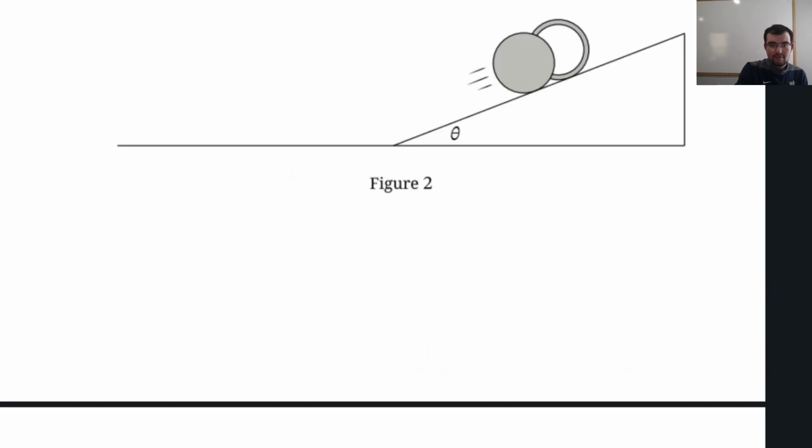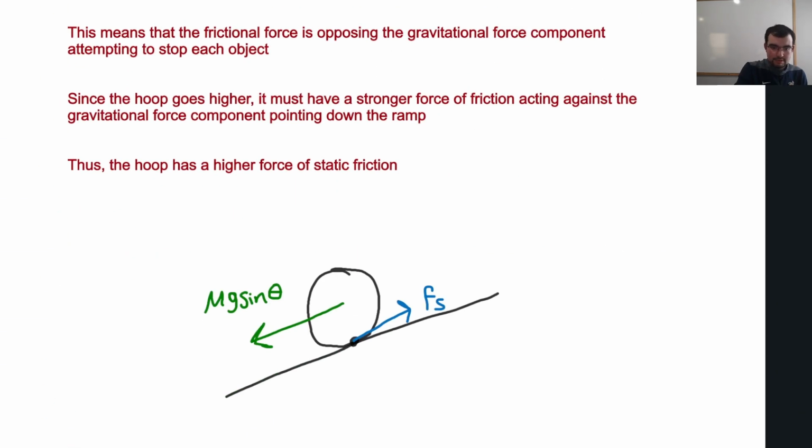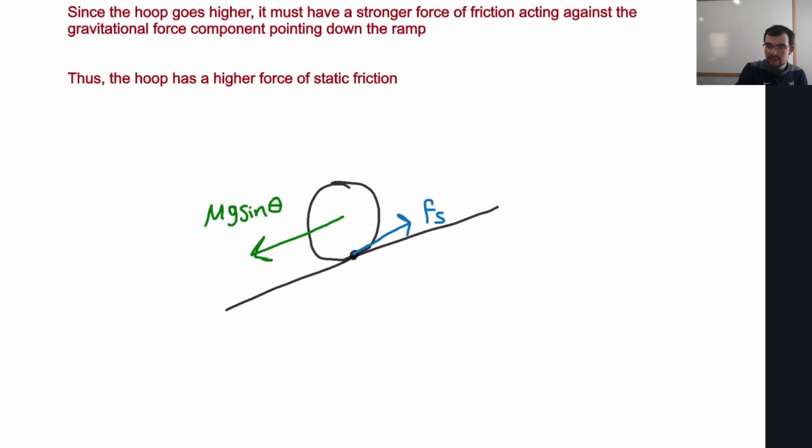So the ring has to have a bigger friction force because it goes up. Because the friction force is what's opposing mg sine theta. I know we're used to friction being the thing that's opposing motion, like in the translational case, but in this case, the static friction is actually fighting the coming down the ramp force. Because if this was a translating problem, static friction would also go down the ramp, and the two forces would be aiding each other.